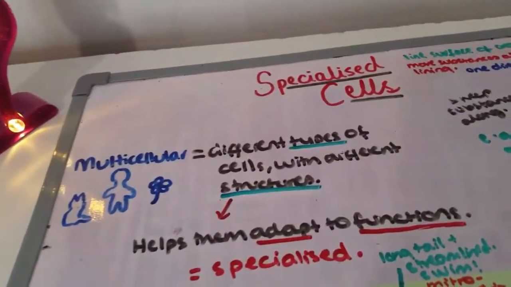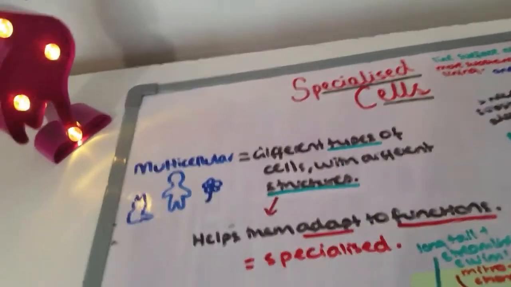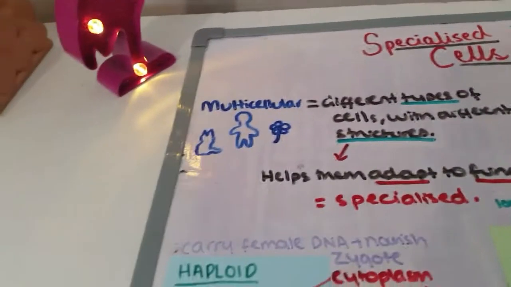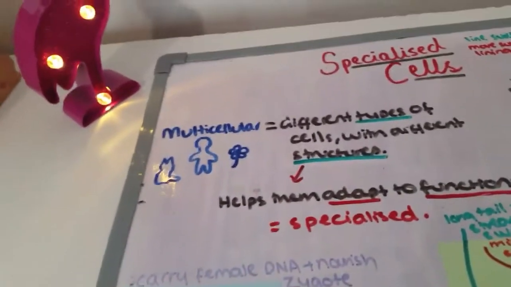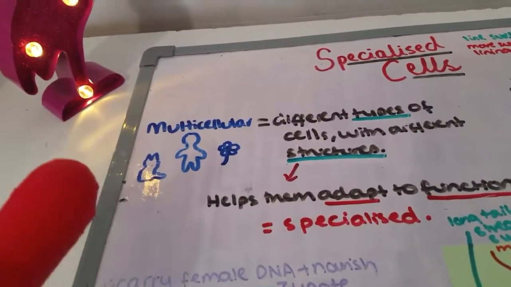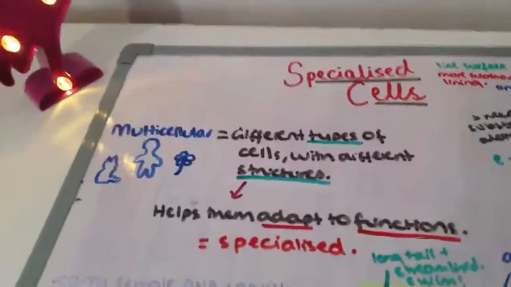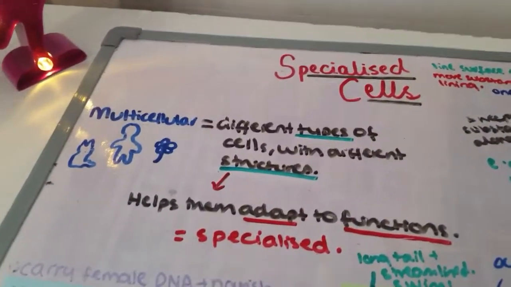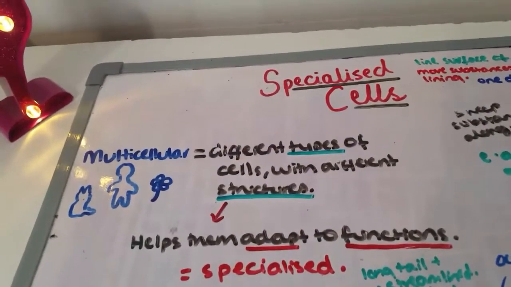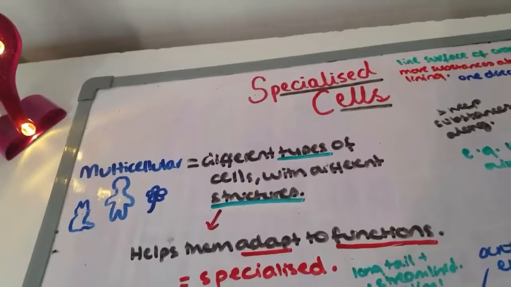Now, just to recap from before, what are multicellular organisms? Multicellular organisms are organisms which contain many cells, and they usually contain eukaryotic cells. So they're complex cells with complex structures. They can be, for example, whether it's flowers, whether it's humans, or anything. Now, different types of cells with different structures. Multicellular organisms, that's what they have. They have different cells with different structures.